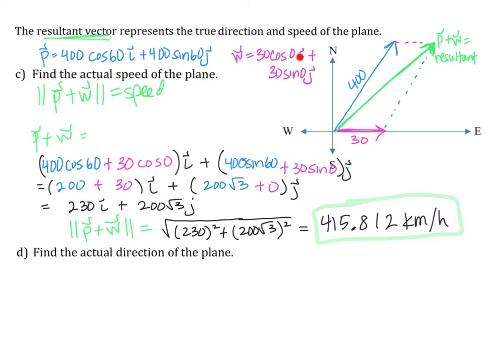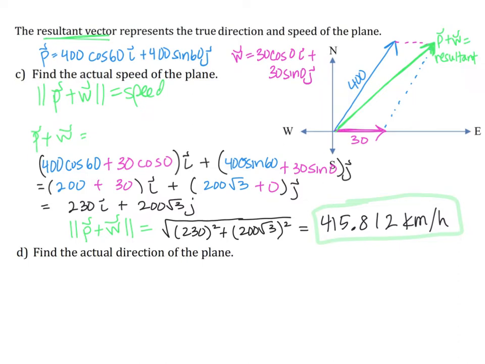So up here I rewrote what we got from our previous trig form. This was the plane vector equation. This was the wind vector equation. So I took the i components, added them together, took the j components, added them together. Cosine of 60 is 1/2, so that became 200. Cosine of 0 is 1, that became 30, so we get 230i. Sine of 60 is root 3 over 2, so that became 200 root 3. Sine of 0 is 0, so it just became 200 root 3 j. Of course, we're finding the magnitude, so I need to square both of those components: 230 squared plus 200 root 3, the quantity squared. Take the square root of that, and that is what you should have gotten. Remember, the magnitude is the speed in this case. So you should have gotten 415.812.